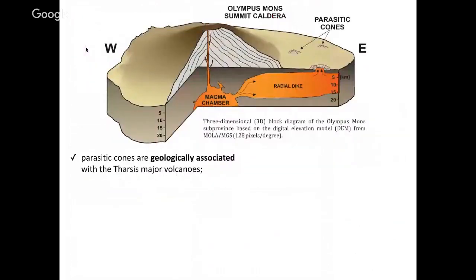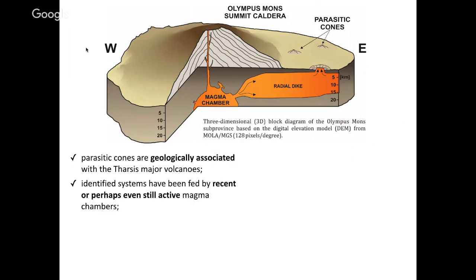So to summarize, this is how this can look. These parasitic cones are associated with large volcanoes. This means they come from the same magmatic system. And we also know, based on our dating, that they are sometimes very recent. In terms of Martian history, 60 million years is very little. It's the latest Amazonian.